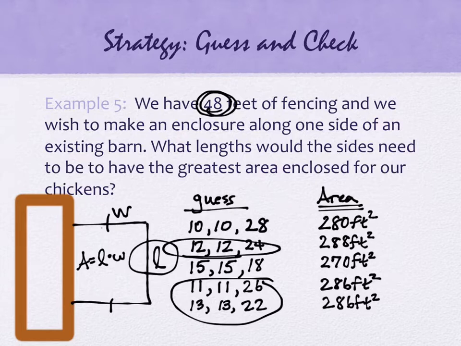What's our best bet here for our enclosure? The 12s, right. So we need to make sure we're answering the question, right? Does it ask for area? Does it ask for lengths? What does it actually ask for? It says what lengths would the sides need to be to have the greatest area enclosed for our chickens? One of them would be 24, and the other two would be 12, right? So 12 feet, 12 feet, and 24 feet.